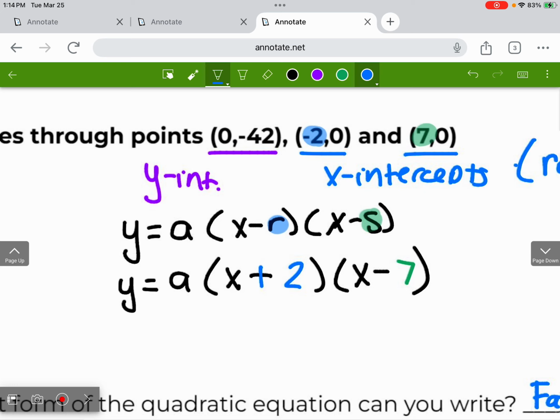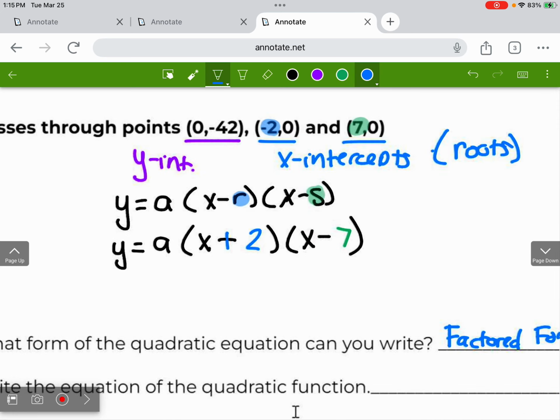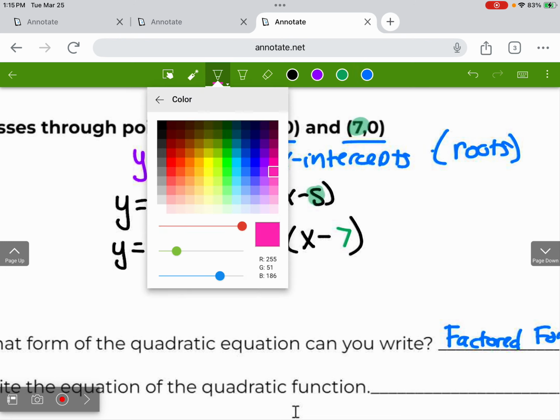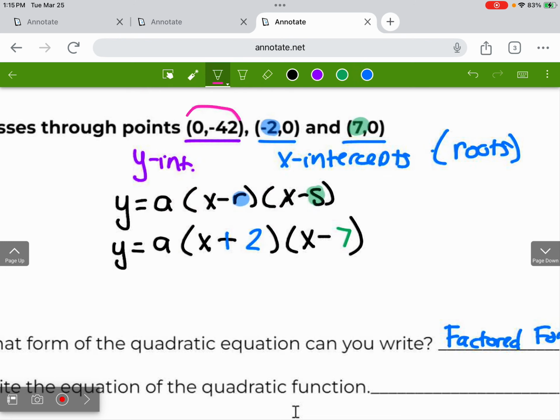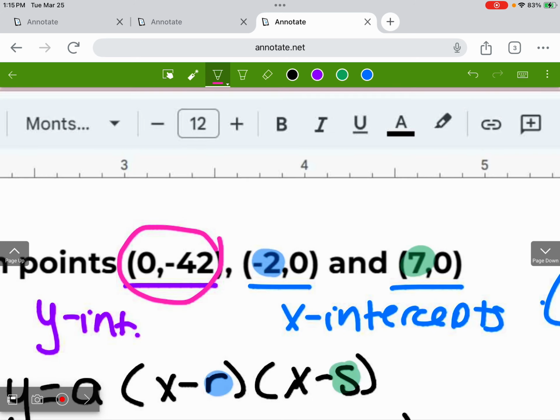So now we've got our roots in there, but I still have 3 variables. 3 variables is not good. I need to be able to solve one of those down. What do we have that can help us narrow that in? Because I would love to be able to find our a. We have another point. So if I want to figure out what this a value is, we're going to take the other point we didn't use, the not x-intercept, and we're going to sub this in to find a.